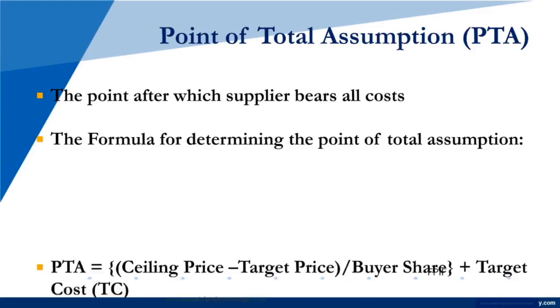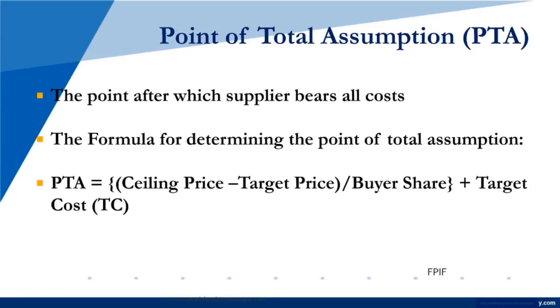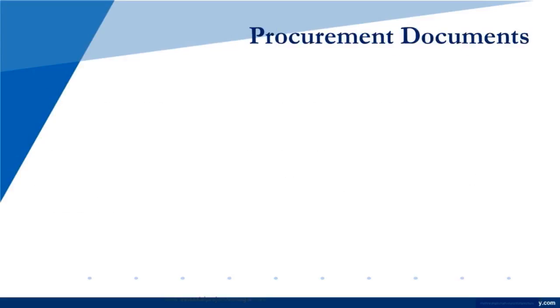It's determining this total point of assumption. And this is an important thing for certification. This is one of those formulas that we do look at. Basically, the total point of assumption is the ceiling price minus the target price, divided by the buyer's share, plus the target cost. Sounds complicated. It's not. Just keep it one piece of data at a time.